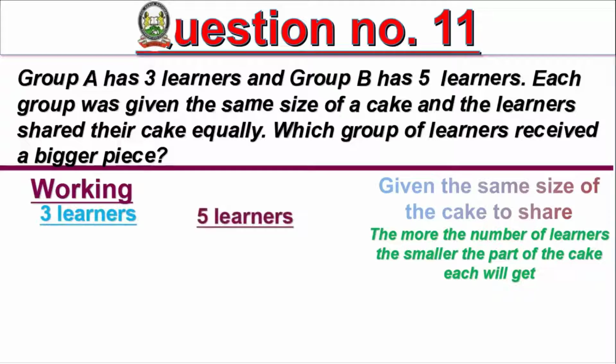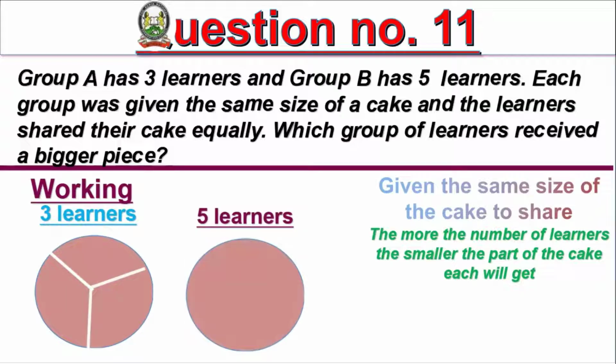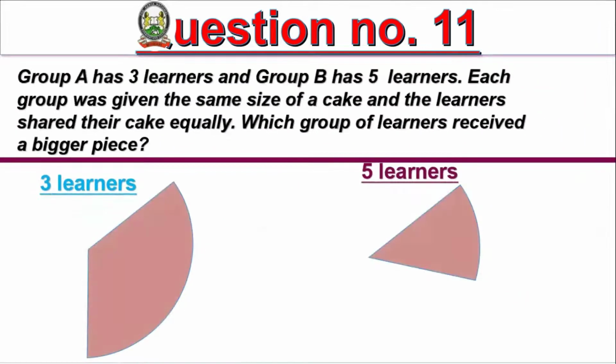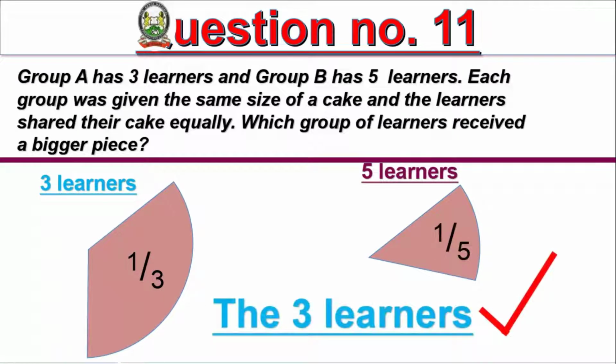So 3 learners and 5 learners here, let us give them the equal cake. Let us divide the first cake among 3 people. So you have divided, each is going to get his portion. And then 5 learners using the same cake. This one, we have to share it among 5. So we cut it into 5 pieces. Now let us compare the pieces. We see which group had a larger piece. Each learner went with a fifth, and here each learner went with a third. Definitely, a third is bigger than a fifth. So the correct answer to which group of learners received a bigger piece is the 3 learners.